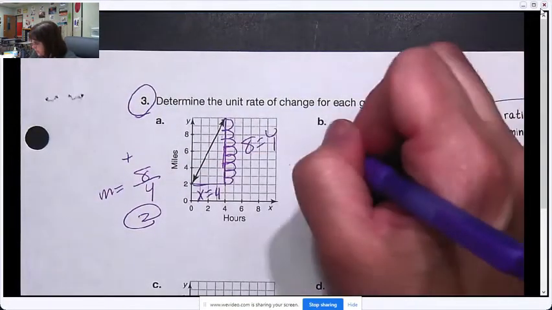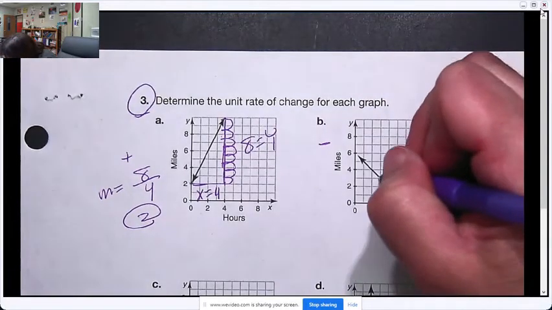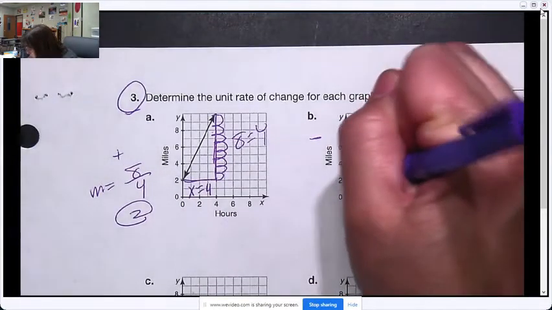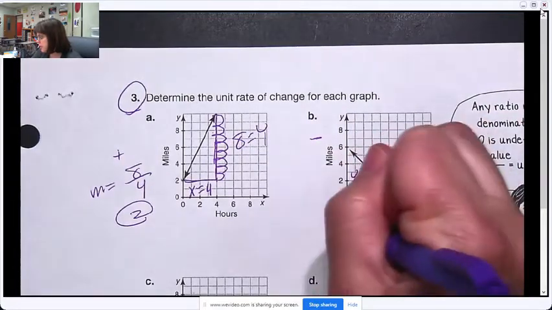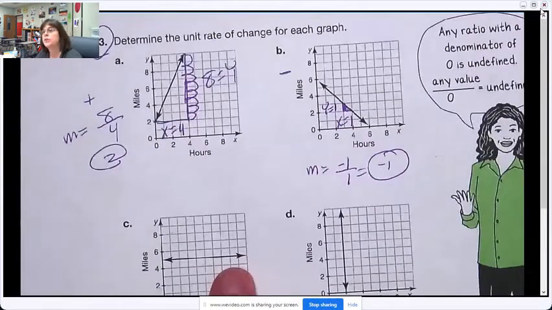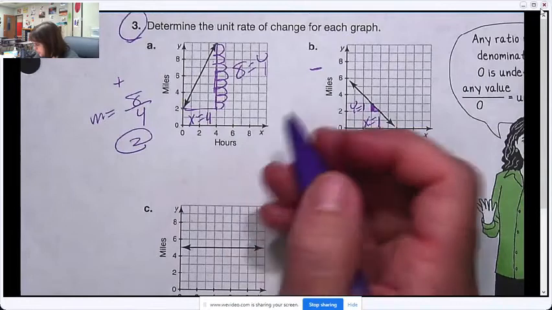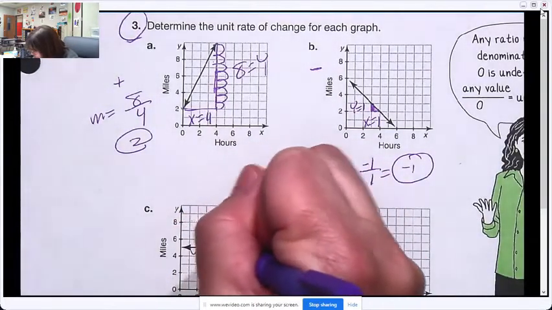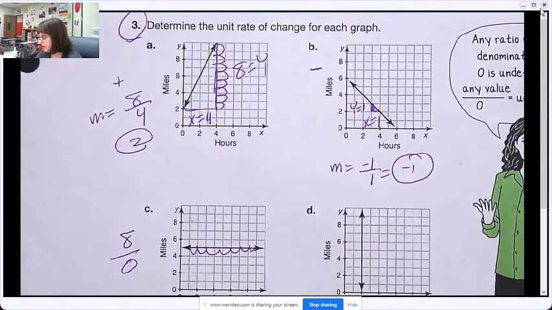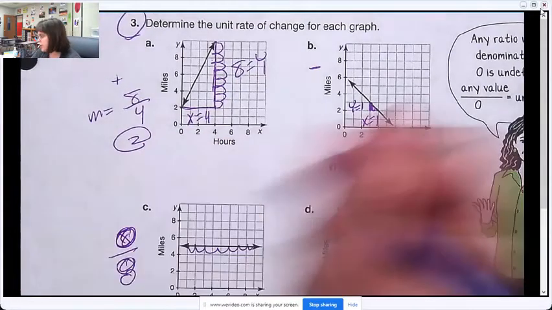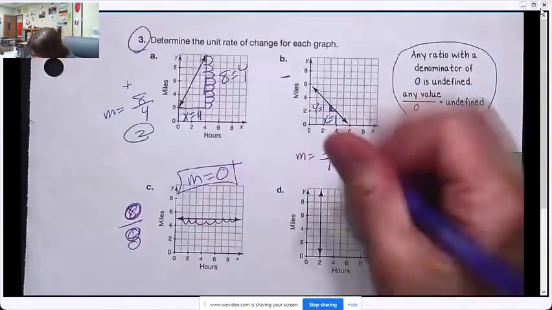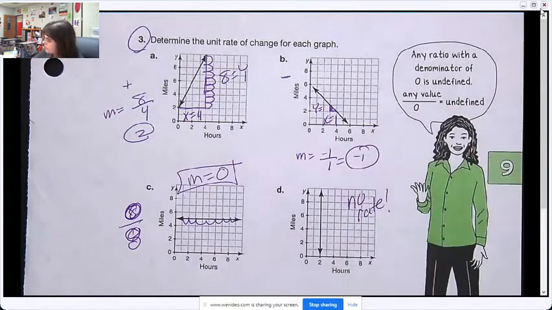For B, I know it's negative. Same idea. I'm just going to make a teeny tiny little triangle. And I can see that this is going over and up by 1. So y is 1, x is 1. So your slope is equal to negative 1 over 1 is your rate of change. Negative 1. Hopefully you remember on this one that the rate is 0, because you could count over 1, 2, 3, 4, 5, 6, 7, 8 over 0 because it's not going up at all. I mean, it's 0 over 8. And you can see that your slope here is 0. And then 9D, there's no rate. Okay, it's undefined.